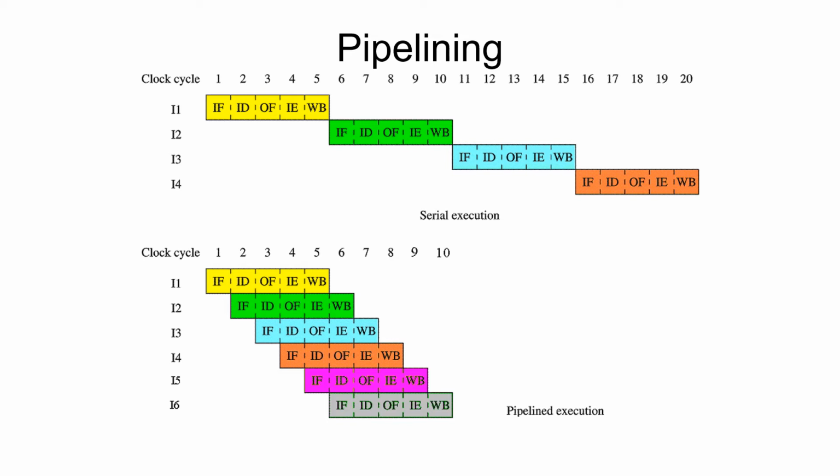In the pipeline example at the bottom, we have multiple instructions overlapping each other. So imagine that at time 5, we're writing back the result of the first instruction, we're executing the second instruction, fetching the operand for the third instruction, decoding the fourth instruction, and fetching the fifth instruction all at the same time.